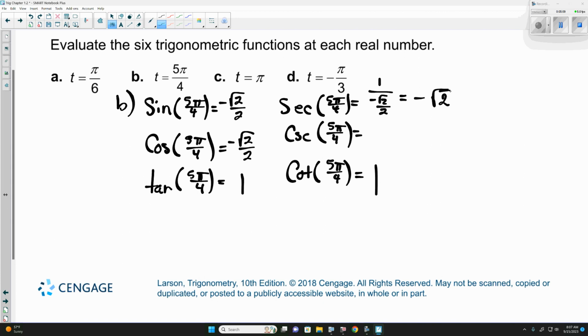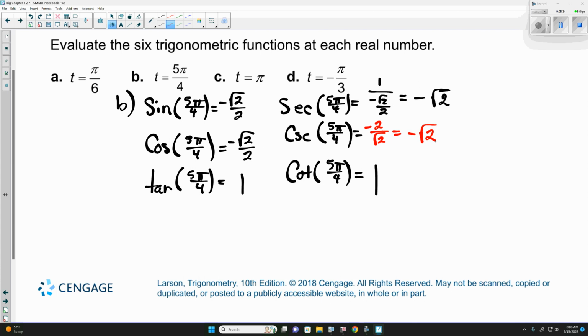I still find it interesting I did it that way because secant and cosecant for this are going to be the same because sine and cosine were the same. Because the other way we could have done this is said negative 2 over the square root of 2. We just flip the value, which still works out to be negative square root of 2.